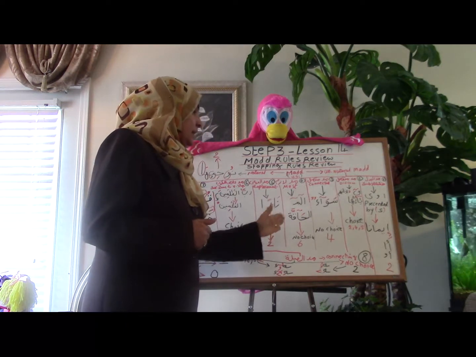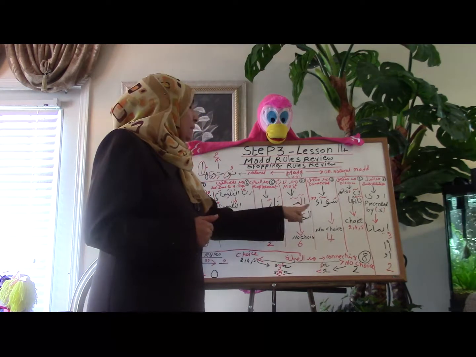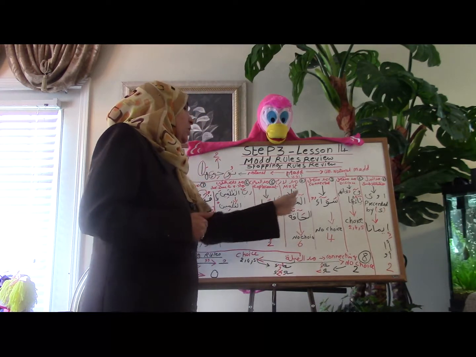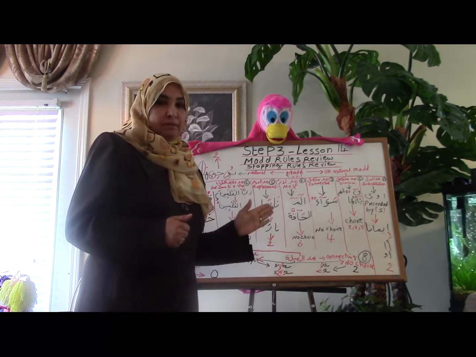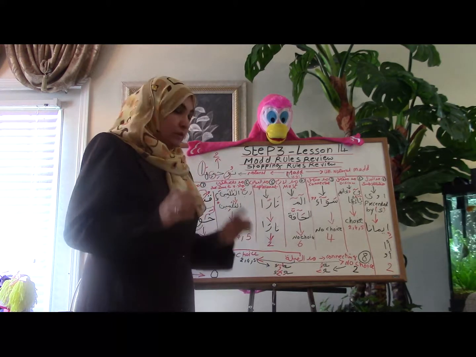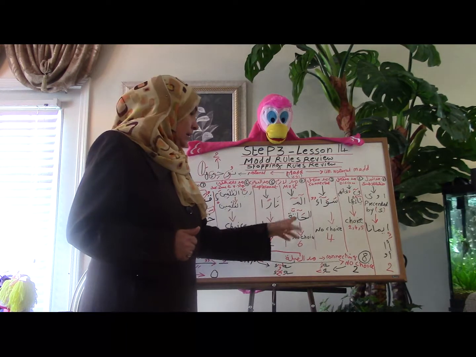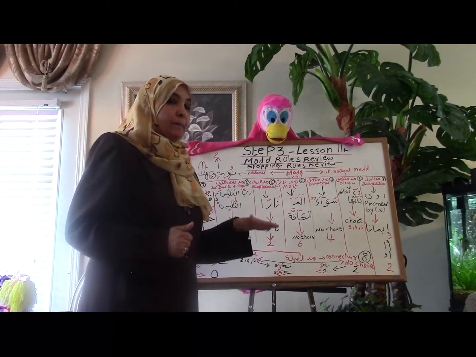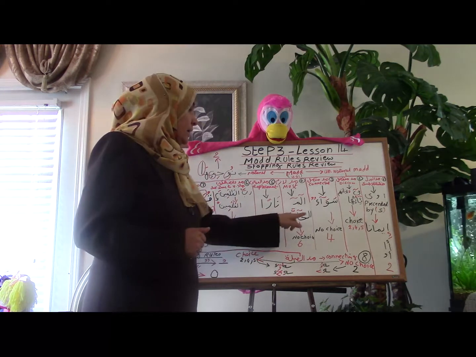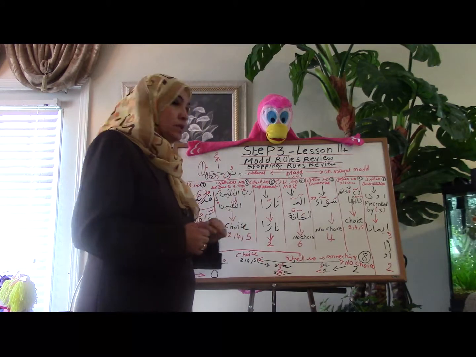Second situation is when you have a mad letter followed by a letter with a shadda in the same word. So we say al-haqqa, and here I have no choice but to elongate for 6 haraka. Al-haqqa, and so on.